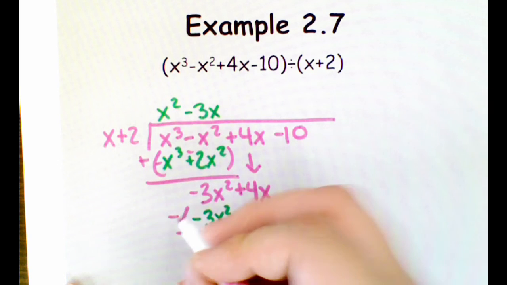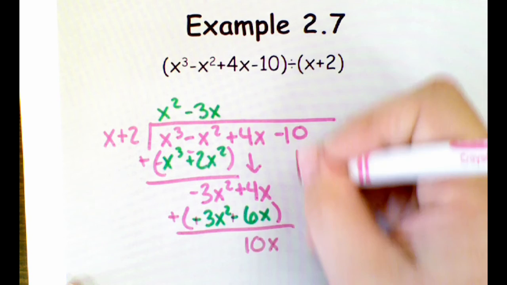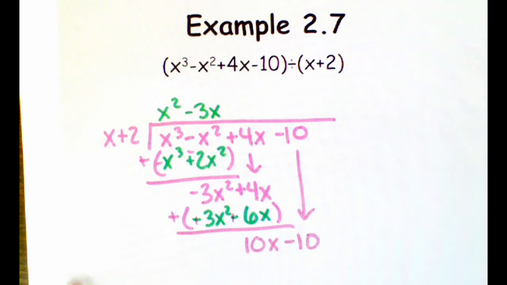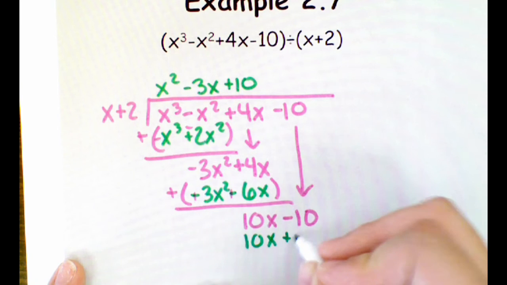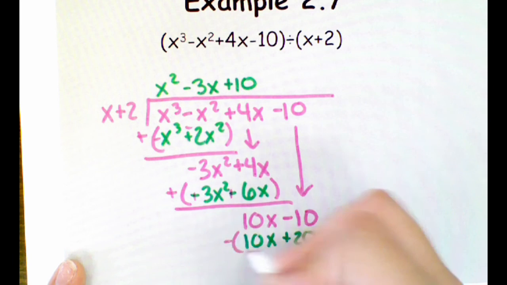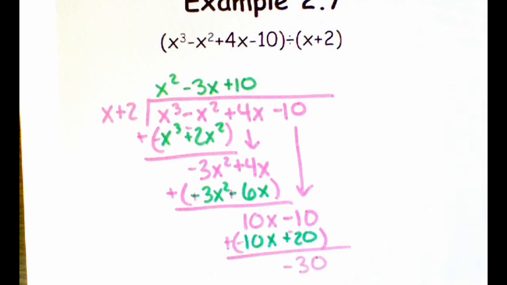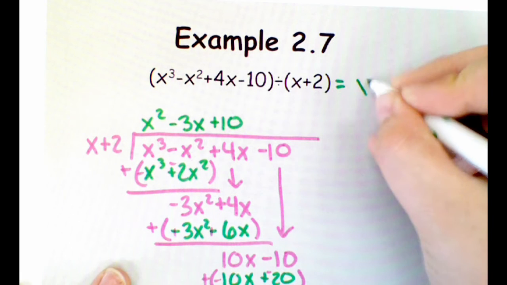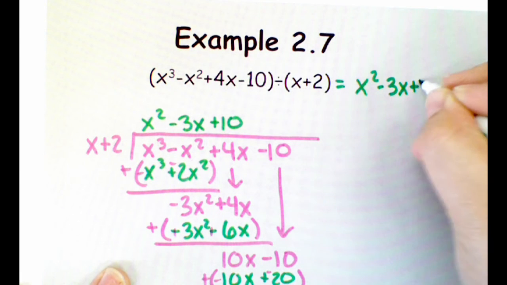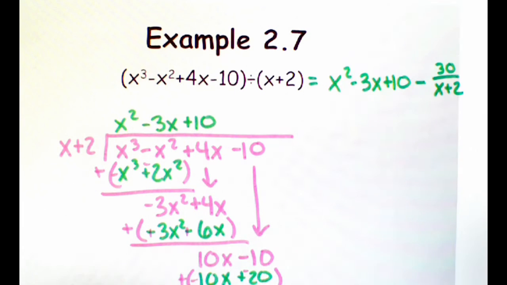I subtract, so I change my signs. I get 0, I get 10x. Bring down my minus 10. I need a 10 on the end here. That makes 10x plus 20. I subtract, change all my signs. I get negative 30 for my remainder, which means the answer to this division problem is x squared minus 3x plus 10 minus 30 over x plus 2. You could put plus negative 30 over x plus 2 as well. Same thing, right?